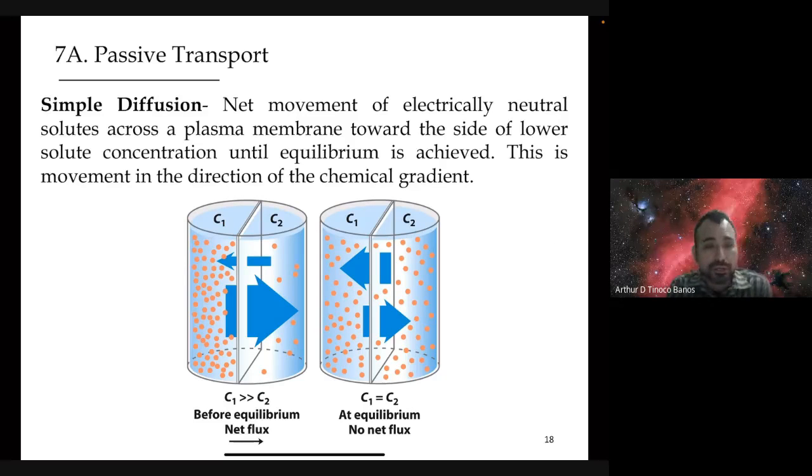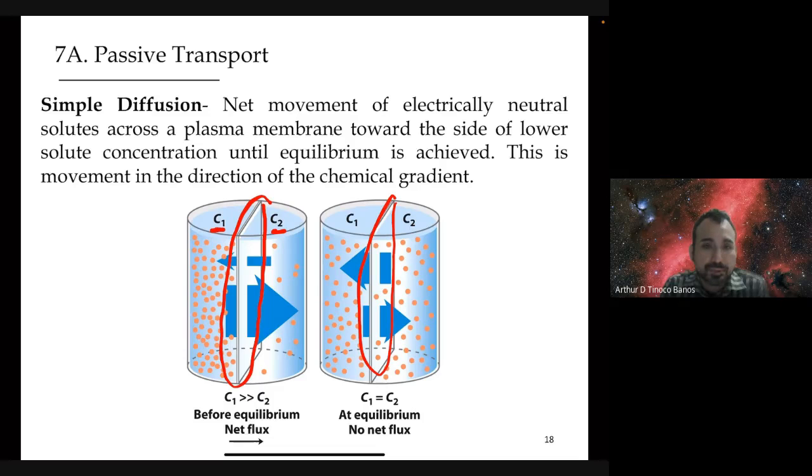So that dictates the component of the chemical gradient. Focusing on simple diffusion here, we have this cartoon visualization of a membrane that is essentially dividing two different chambers. We have one side with a certain concentration 1 versus concentration 2. When we're talking about simple diffusion, we're looking at a net movement of electrically neutral solutes across a plasma membrane toward the side of lower solute concentration. So there is this drive that is being directed by a difference in concentration.